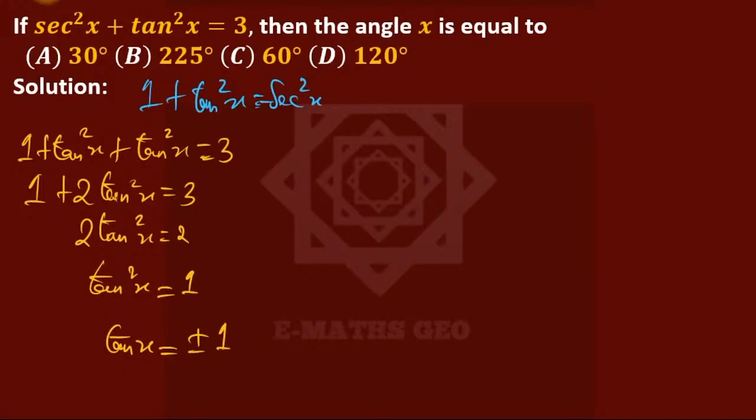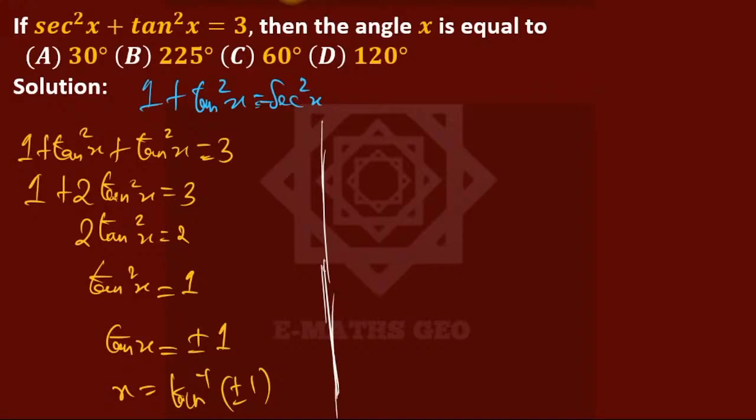So the value x is now the arctan of plus or minus 1. So it's to have all the quadrants and angles, because tan is positive in first and third, and negative in second and fourth.